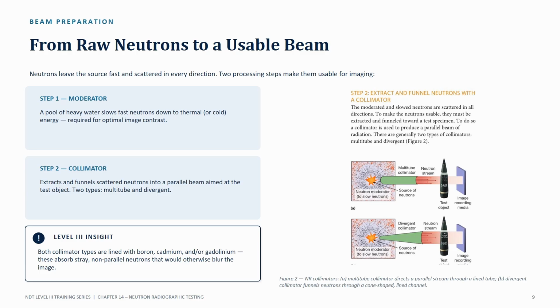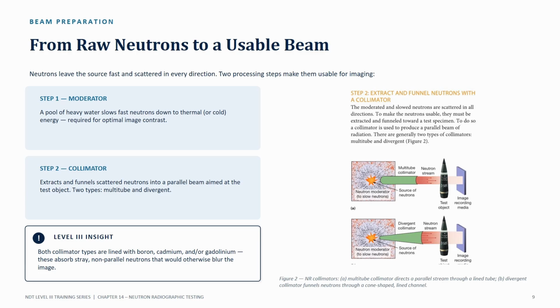Now let's move to the second stage, the collimator. Even after moderation, neutrons are still traveling in many different directions. If they continue to spread out, the image will become distorted and lose definition. The purpose of the collimator is to shape these scattered neutrons into a well-defined, nearly parallel beam directed toward the test object. This is similar to the reflector inside a flashlight. Without the reflector, light spreads everywhere. With the reflector, the light is focused into a controlled beam. A neutron collimator performs the same function.